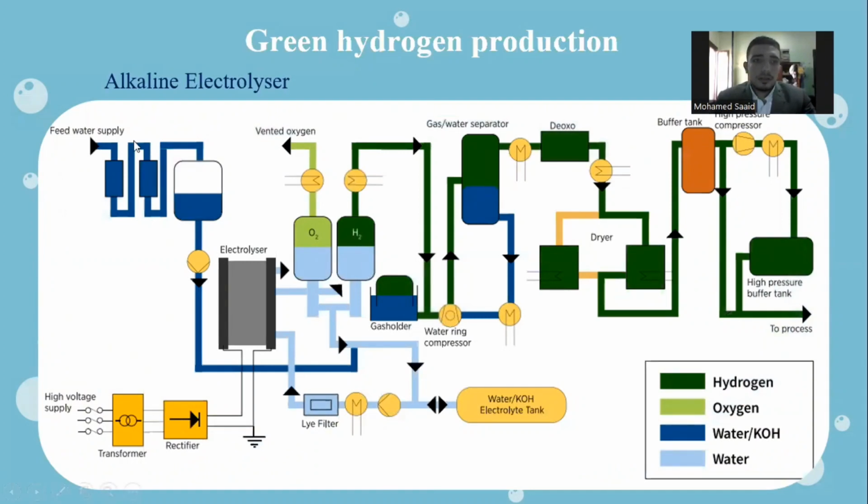The feed water supply enters the electrolyzer, and the electricity from renewable energy enters the electrolyzer. Water is added from the electrolyzer tank to enter the electrolysis. The electrolyzer produces oxygen and hydrogen. Oxygen is separated from water and vented, and hydrogen is separated.